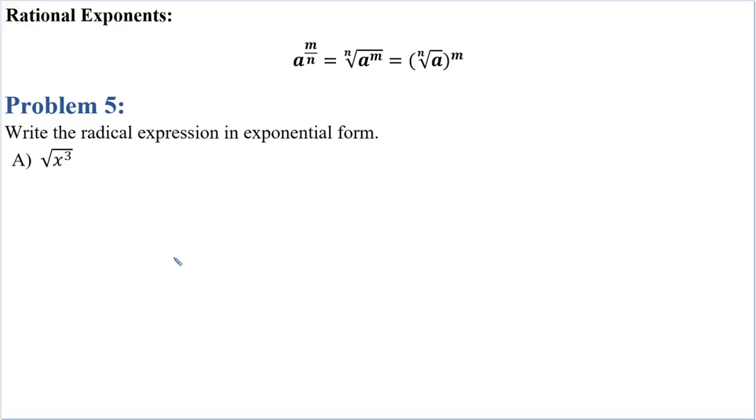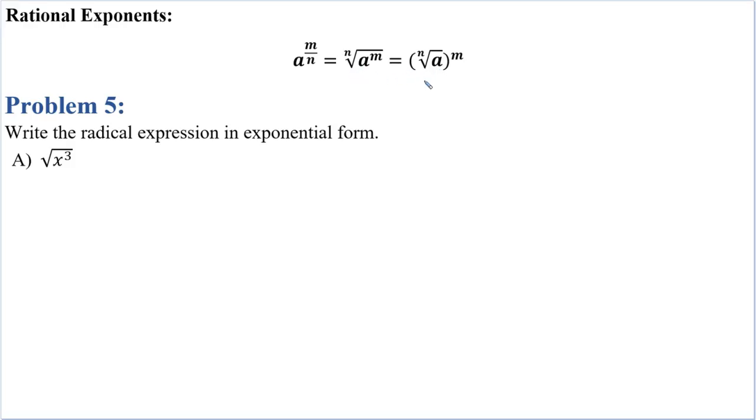Next thing we're going to take a look at is rational exponents. Rational exponents are just a way to rewrite a radical in terms of exponents with fractions. This rule tells me that a to the m over n is the same thing as the nth root of a to the m, or we could flip the order and say it's the mth power of the nth root of a.